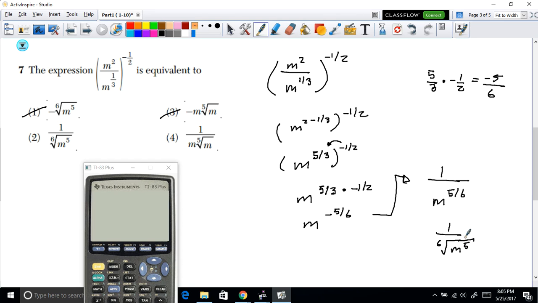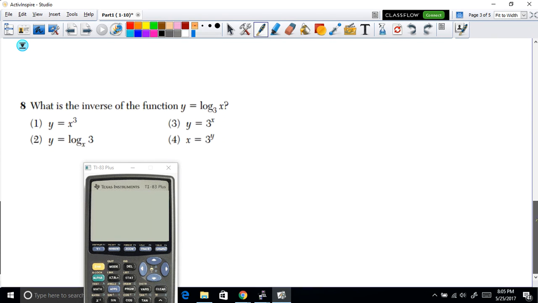And if we look at the options correctly here, we will see that it's option 2. Okay, so let's look at example 8 now.